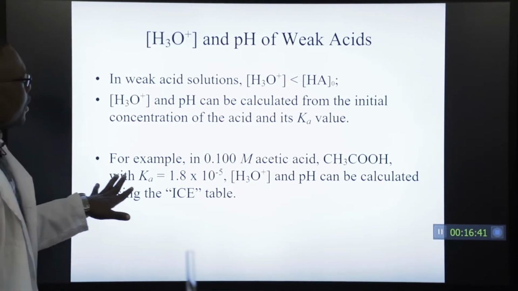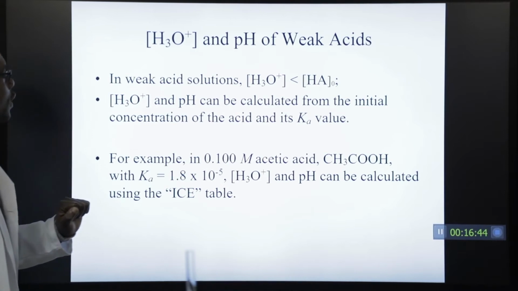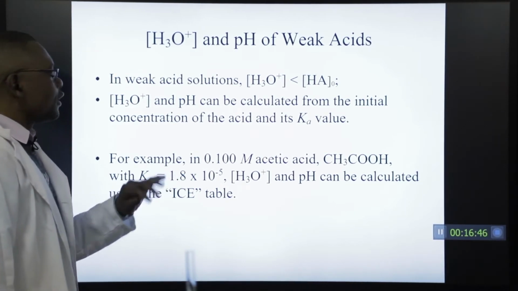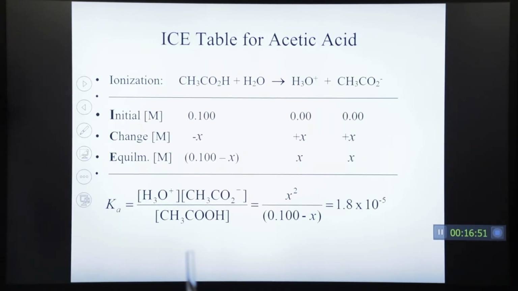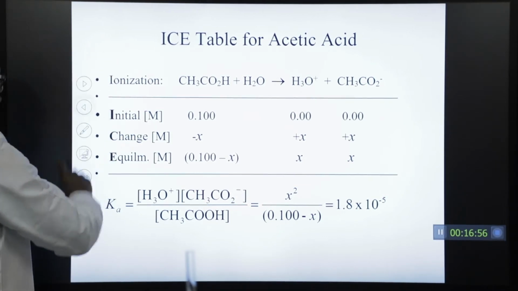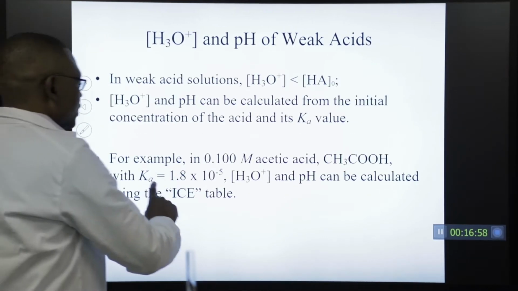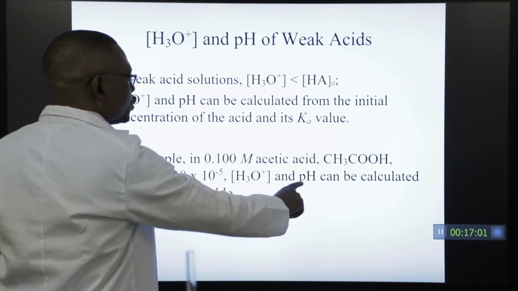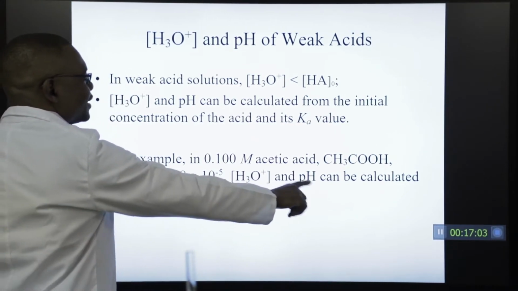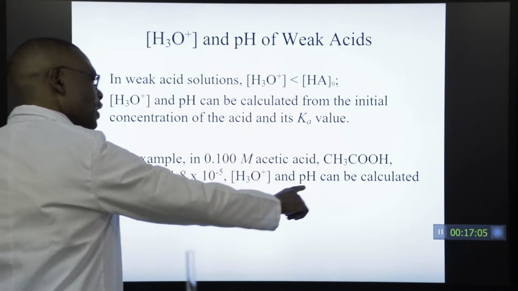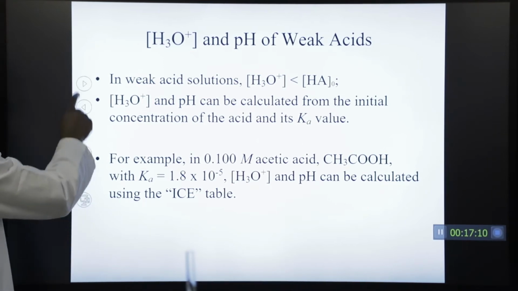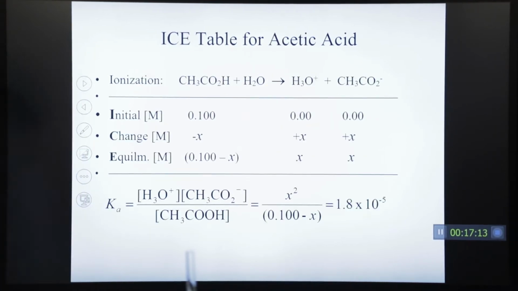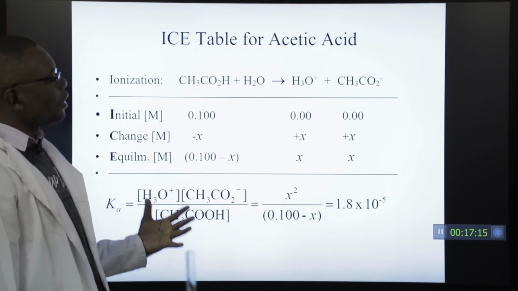So we are saying that this is the initial concentration of acetic acid, and the Ka value is 1.8 times 10 to the power minus 5. So how do we go about calculating the concentrations of the materials? Ladies and gentlemen, we are answering this question. The concentration of H plus and pH of this substance can be determined using the ICE table. So how do we go about it? I think by now you are quite familiar with this.